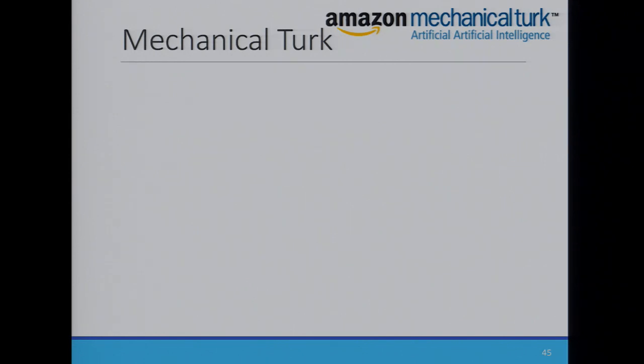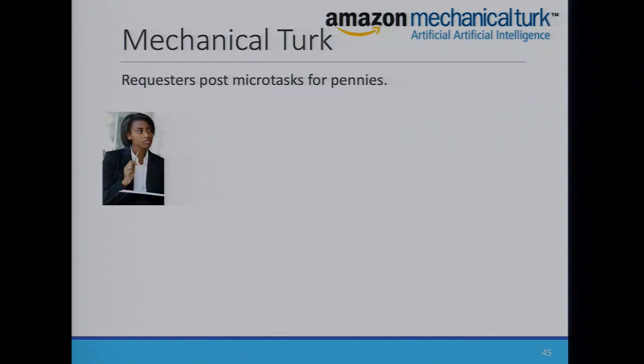So how does Mechanical Turk work? I want it to be very clear the difference between Mechanical Turk and Upwork. So what happens here is that requesters are posting microtasks for pennies. So very small tasks with very small payments.